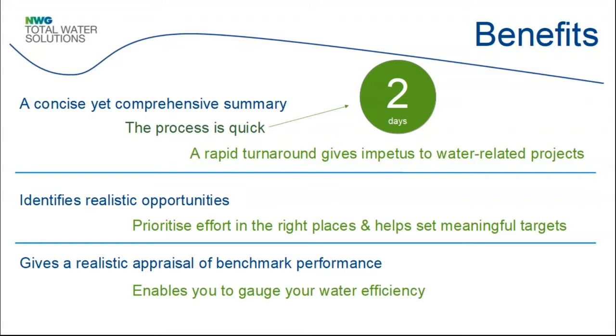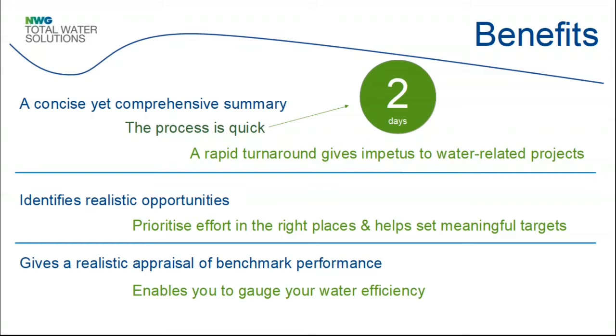The other benefit is, obviously, it identifies the realistic opportunities. It's very easy to go into a site and see opportunities without actually ranking them and pointing out which ones are the better ones to go for. So we will list all the opportunities that we find within the desktop audit and within the data that's provided, but we'll then give you an assessment of which are the most realistic ones and which ones are going to give the better return. And this helps you to prioritize effort in the right places. It also helps to set meaningful targets as well.